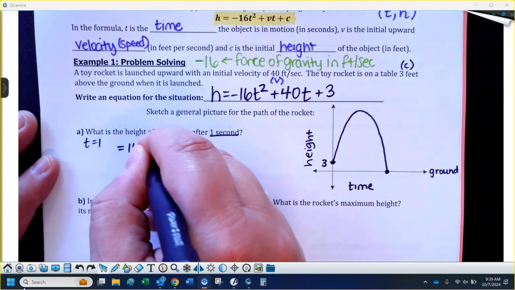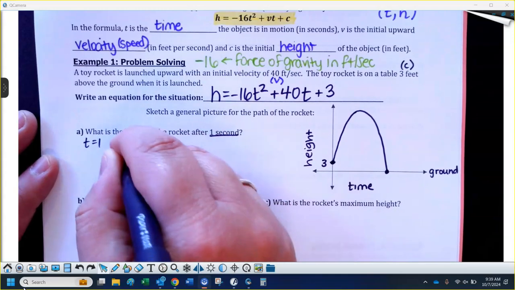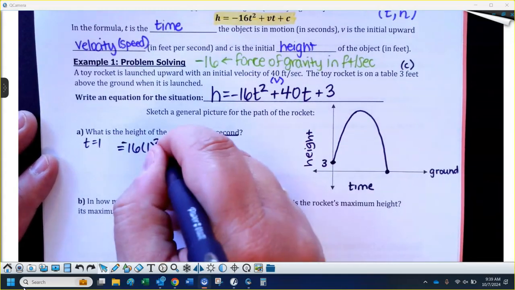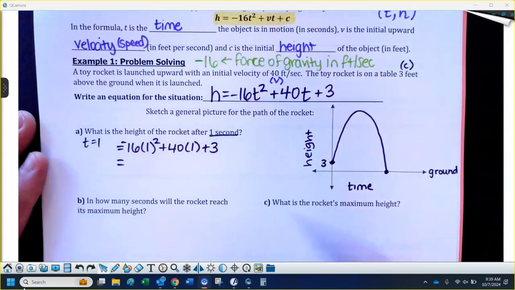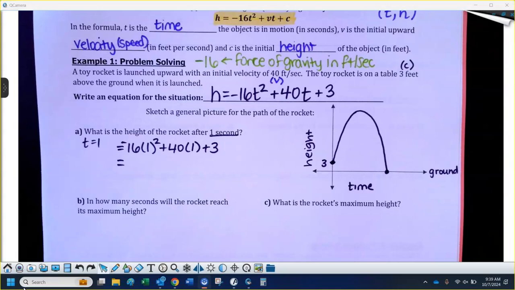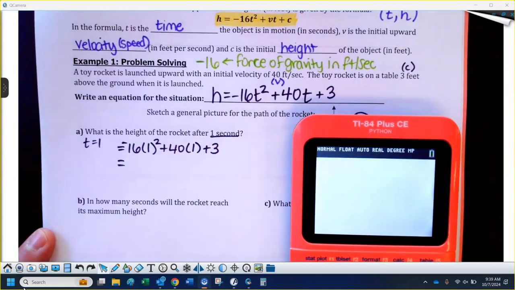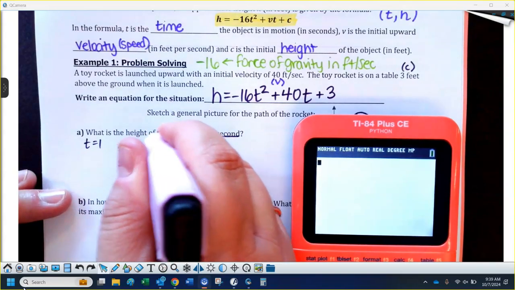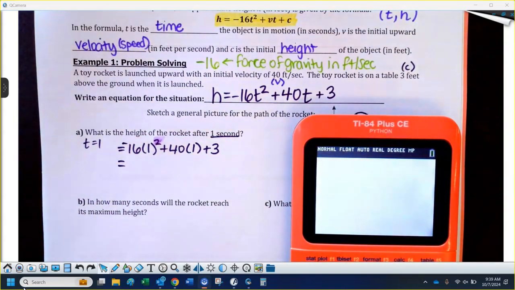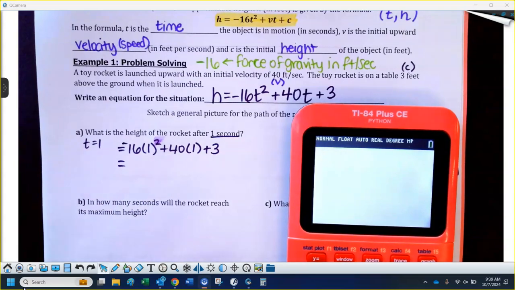So this is where we could do this by hand, of course, but if you want to grab your calculator, that's what I'm going to do. So everywhere I see a time, I'm going to plug in a 1. Okay, now, I'm just going to make this clear to you guys, because for some reason, sometimes when people do this, they forget the squared. I've just noticed that as a common mistake.